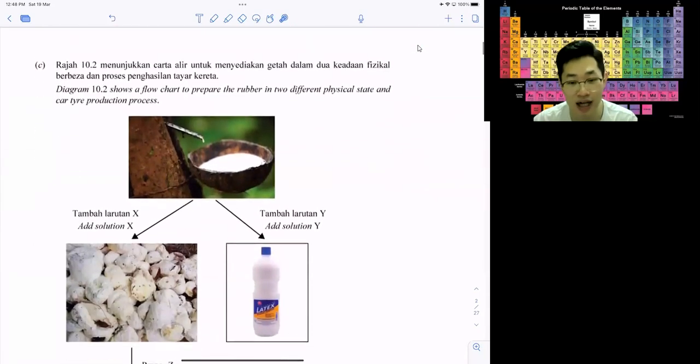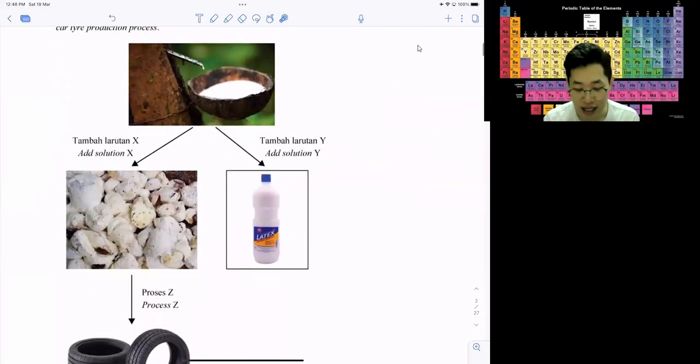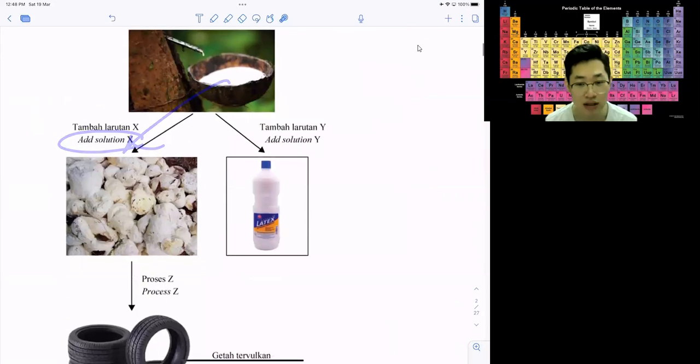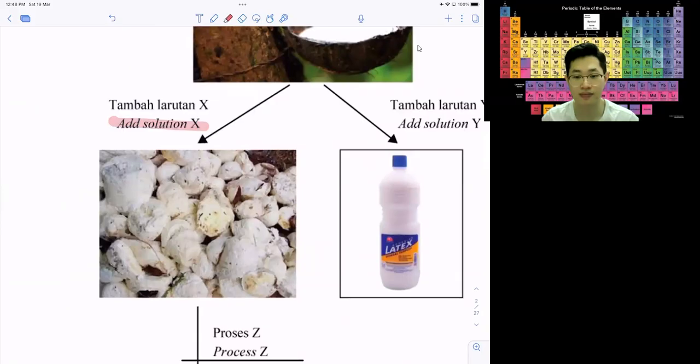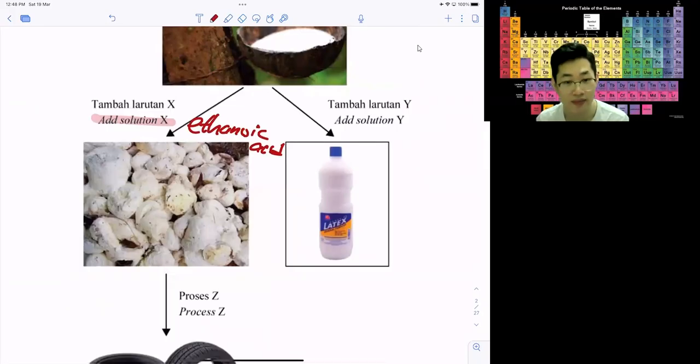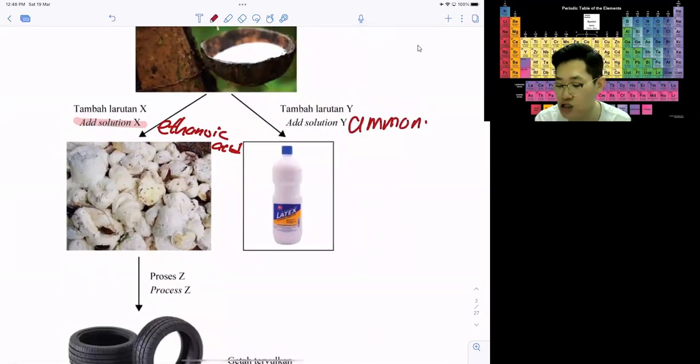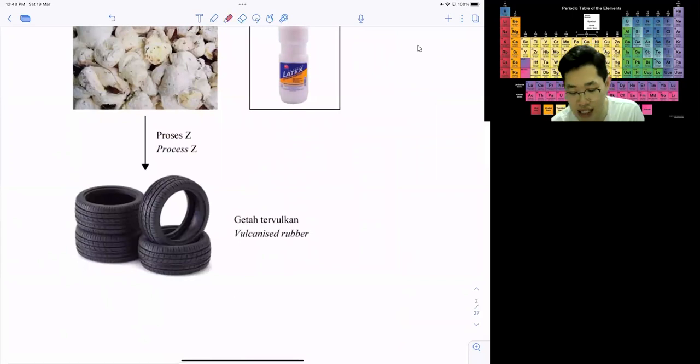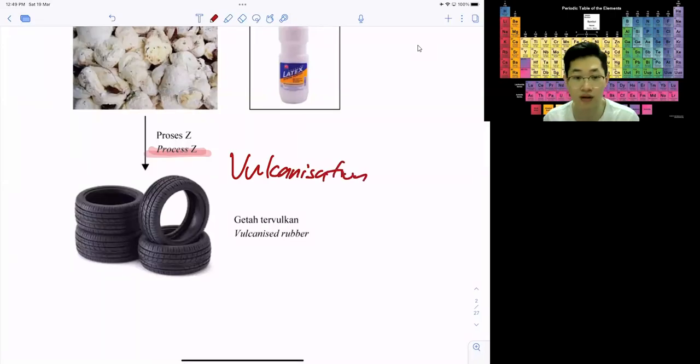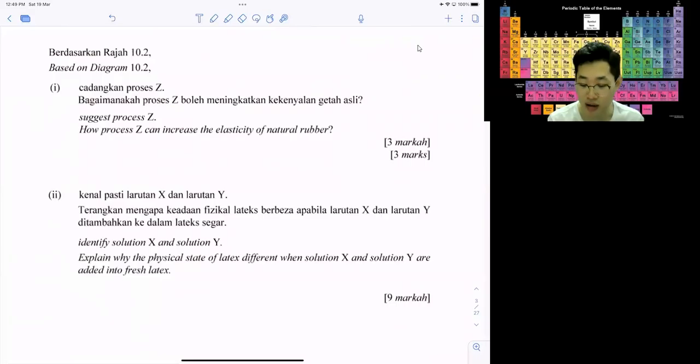Then here comes the latex and rubber. Latex, when I add solution X, it turns into rubber. So what is solution X? Ethanoic acid, a weak acid. Of course, other than ethanoic acid, it can be methanoic acid. To keep it remaining as latex liquid form, we use ammonia solution. And what is this process that turns natural rubber into vulcanized rubber? Yes, vulcanization.